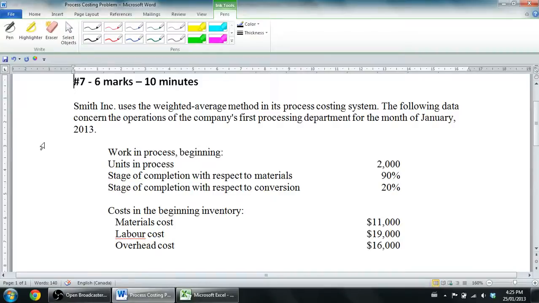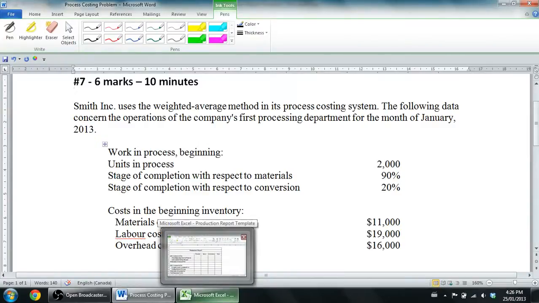This is an old exam question. I teach intro to management accounting, and this is a question I've used in an exam setting in the past. I changed some of the numbers to make it easier for our video, but it's the same basic question. So let's read through the question, and when we do it, we're going to fill out what's called a production report.